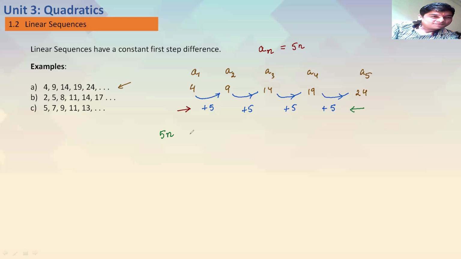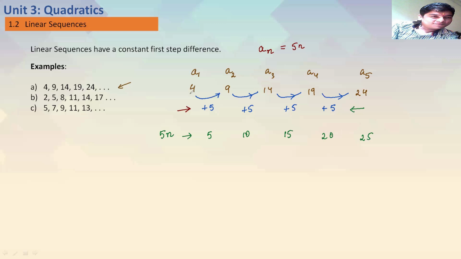Now, notice 5n. If n is 1, what is going to be the value of 5 times n? 5 ones would be 5. And 5 twos, term 2, is 10, then 5 into 3 is 15, and 20, and so on, right?